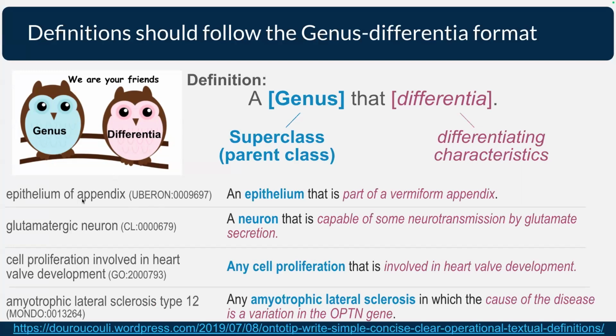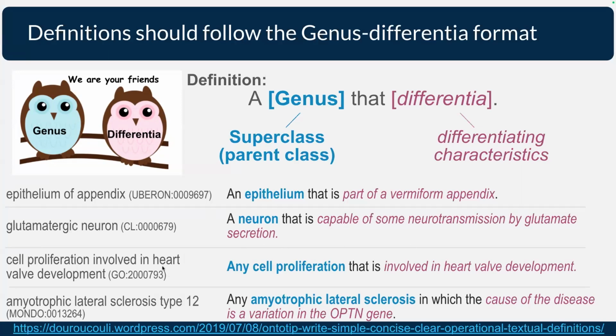Example from Uberon, an epithelium of the appendix. It is an epithelium that is part of the vermiform appendix. So epithelium is the genus, and that is part of the vermiform appendix is the differentia. Glutamatergic neurons: it is a neuron, the genus, that is capable of some transmission by glutamate secretion, the differentia.